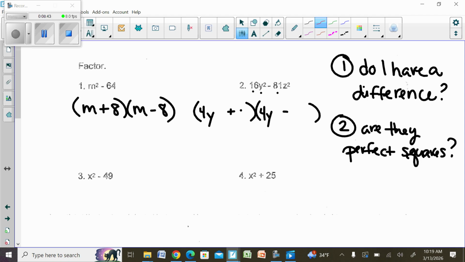81, the square root of 81 is 9. So those go in these spots. And then z squared is z. And you just factored a difference of perfect squares. We always look for more factoring, but 4y and 9z don't have anything in common.